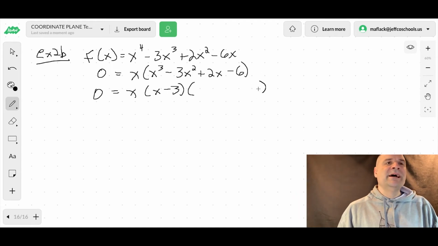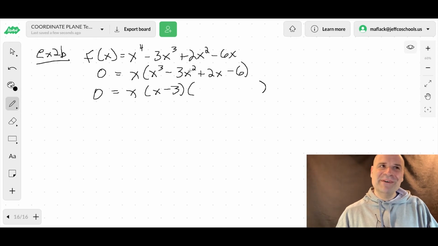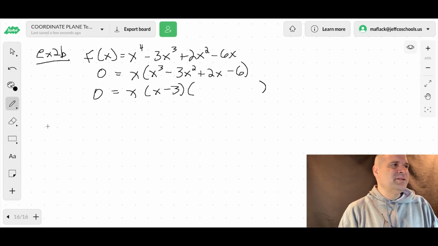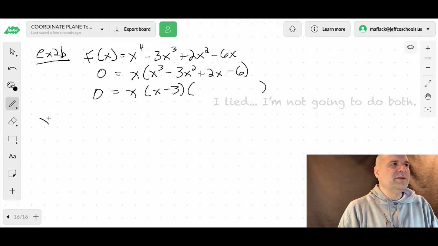Well, how do you figure out what this something is? This times this has to equal this cubic factor. So what do we do? Opposite of multiplication, division. So we're going to divide this big polynomial by x minus 3. We can do it two ways: synthetic division or normal division. I'm going to do both because I can.